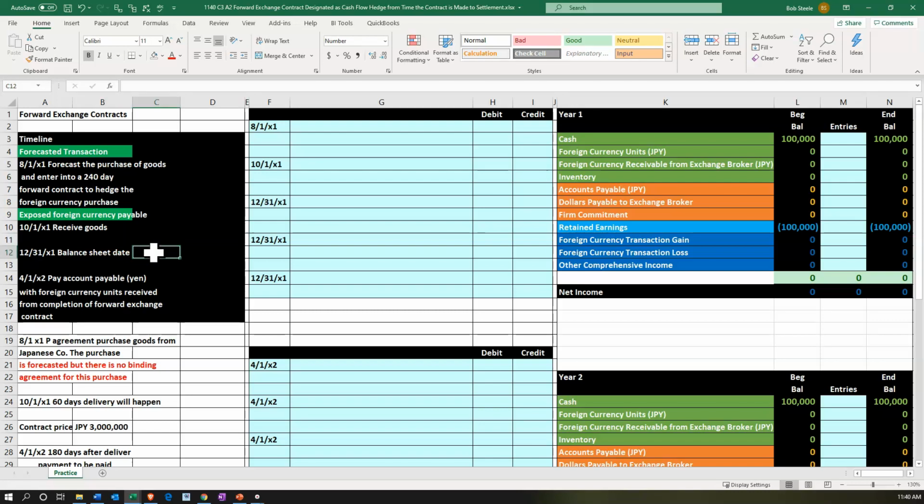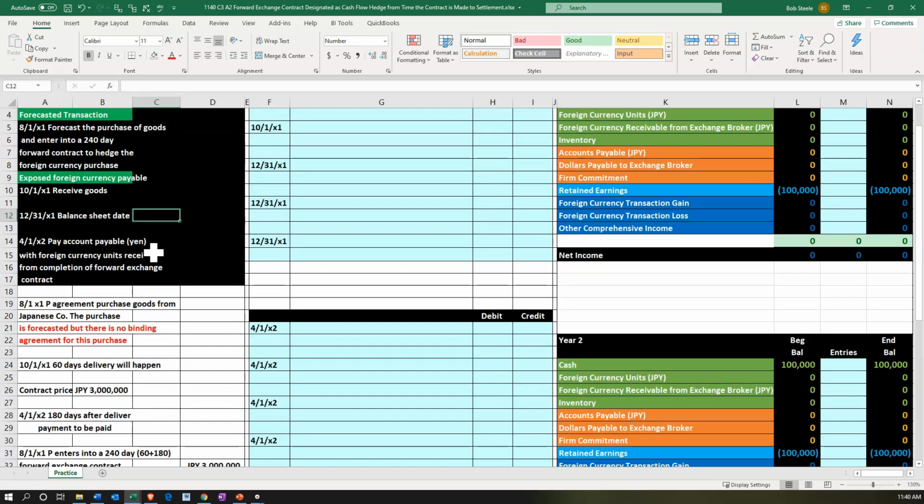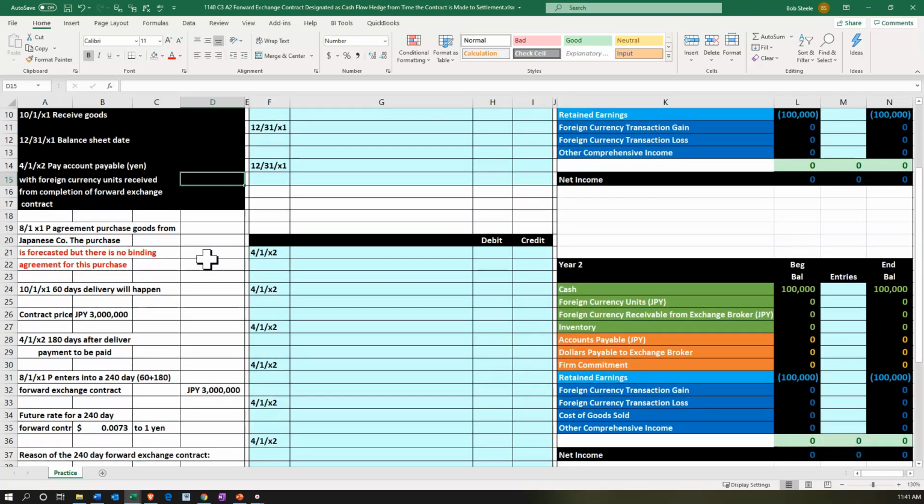Then on 12/31/X1, we have a balance sheet date where we will have to revalue our exchange rates. And then on 4/1/X2, we're going to pay the accounts payable in yen with the foreign currency units received from the completion of the forward exchange contract. In other words, the forward exchange contract becomes due at the same point in time because we set it up to be 240 days, ending when the payable is due. It will provide us with the yen we need to pay off the payable that we promised to pay in yen.